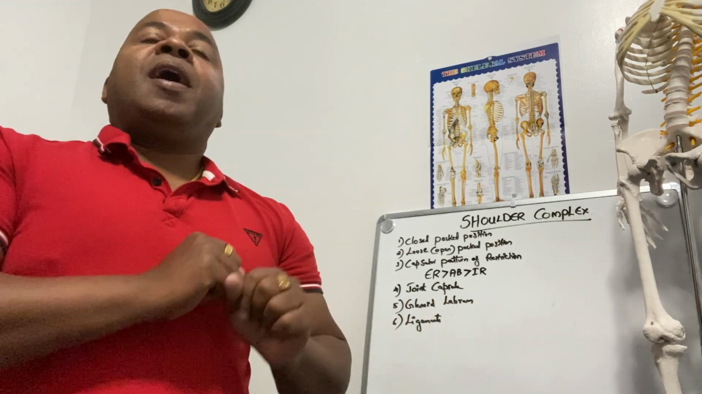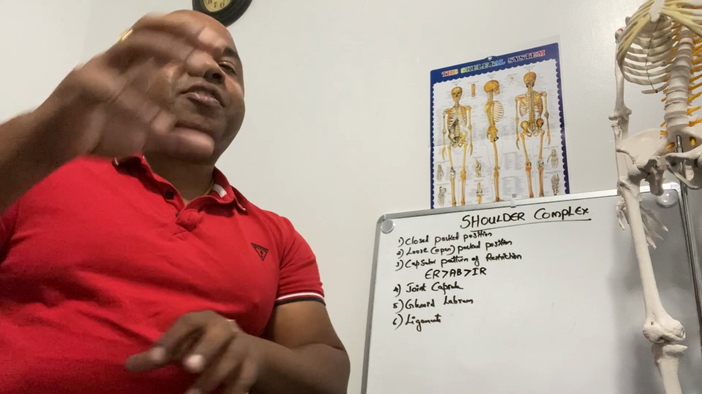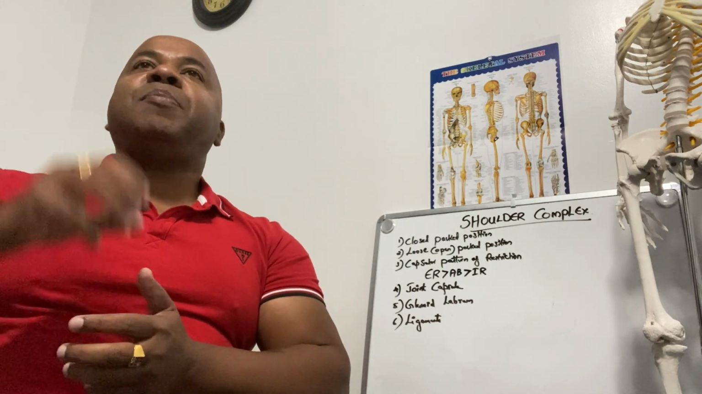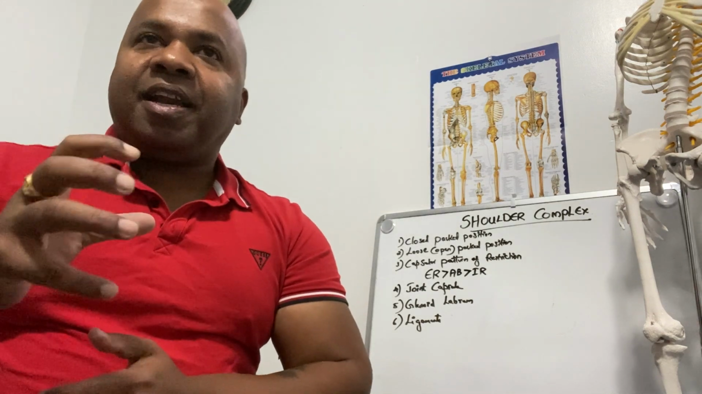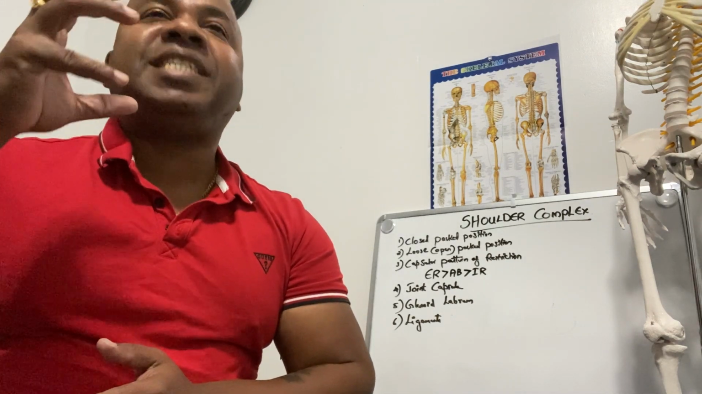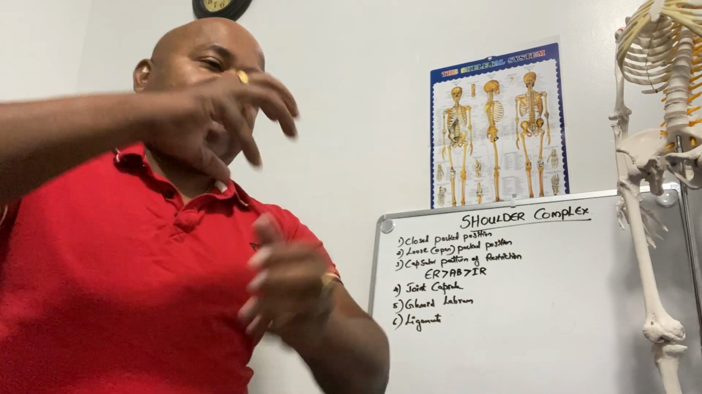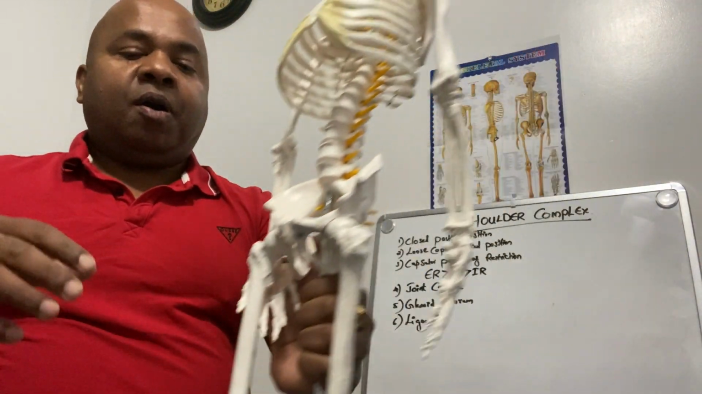Since we have finished with the capsular pattern, let us start with the joint capsule of the shoulder joint. What do we mean by the joint capsule? The joint capsule is a fibrous sheath which encloses the entire shoulder joint.